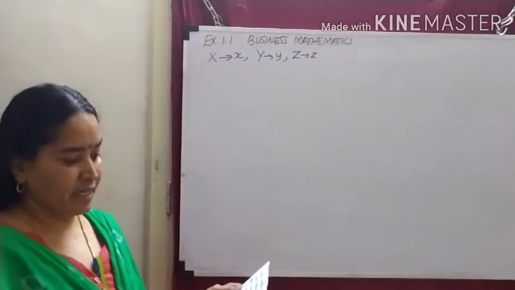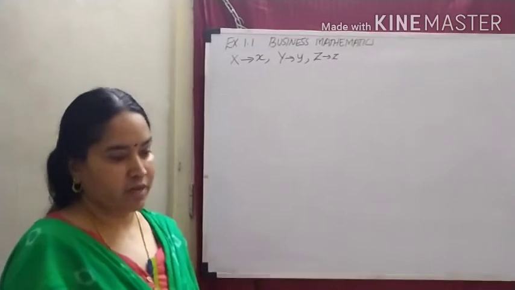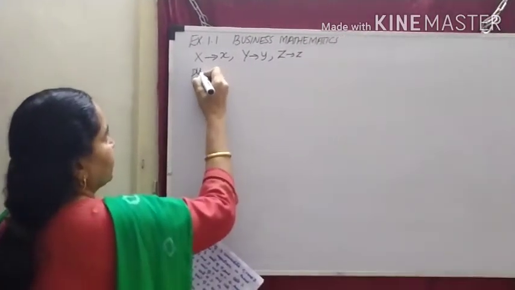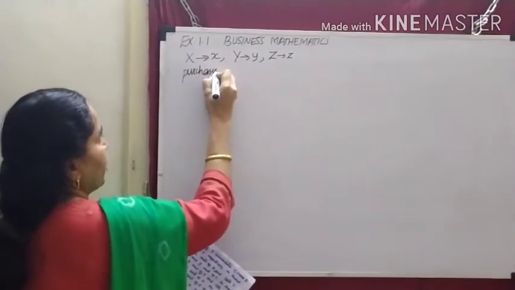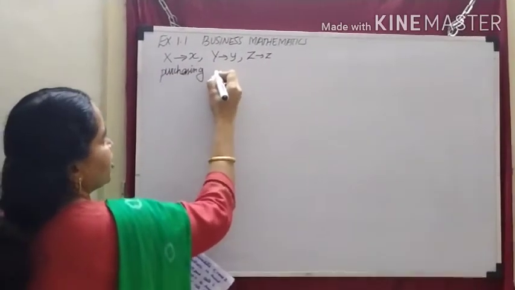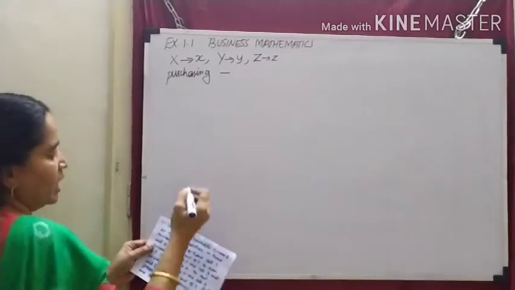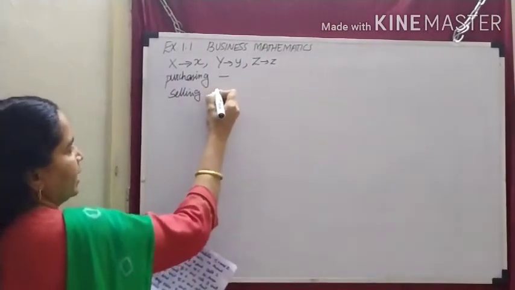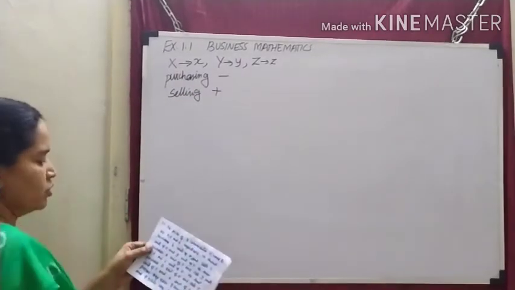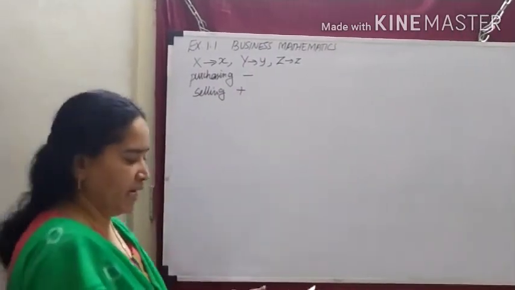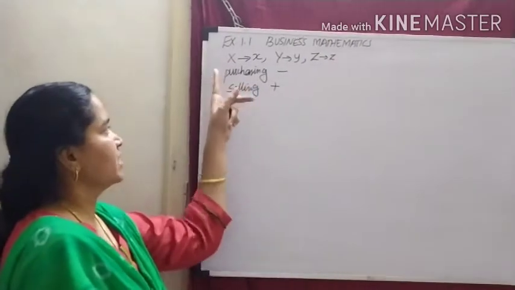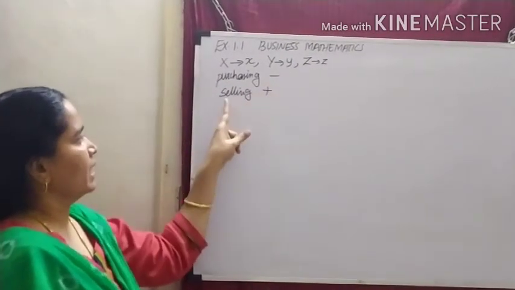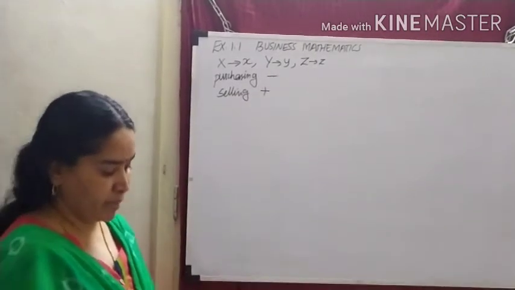So for convenience, keep one to be negative and one to be positive. See, when he is purchasing something, he has to give money from his pocket. So purchasing means put minus symbol. And when he is selling something, he is getting money into his pocket. So when you read a word problem where it is given a combination of purchasing and selling, purchasing let us take minus symbol and selling let us take plus symbol.